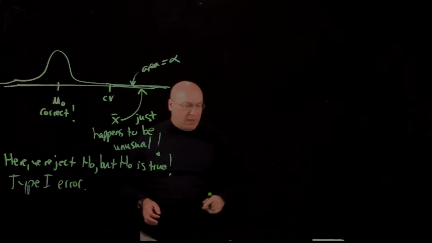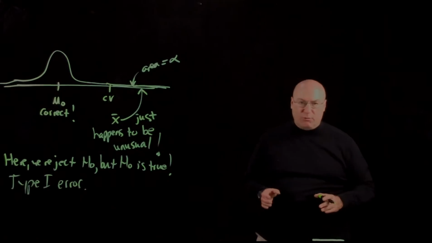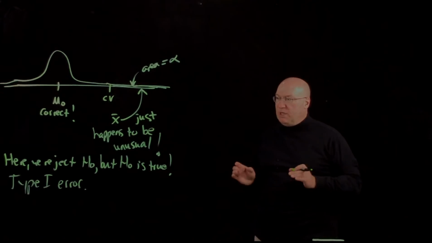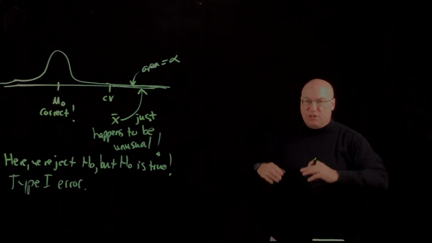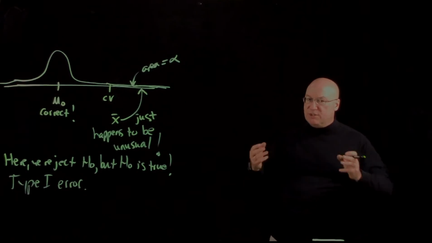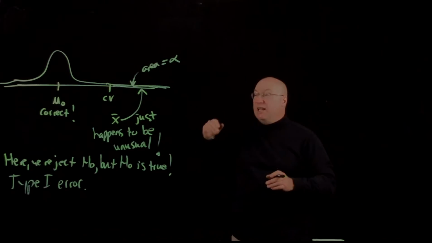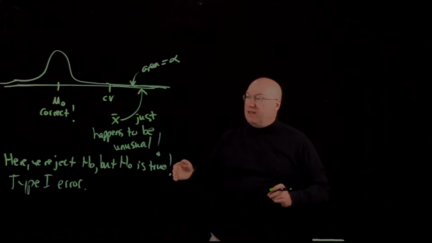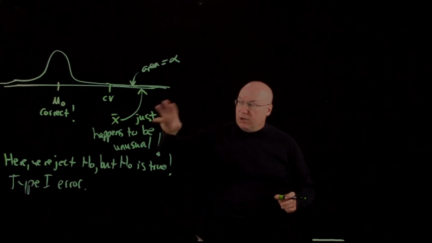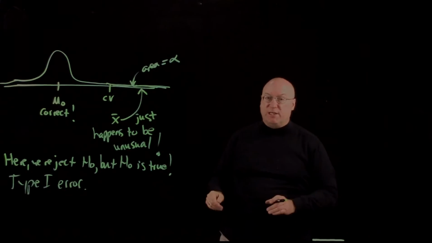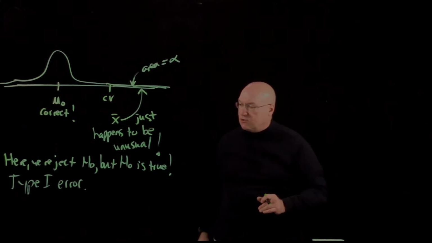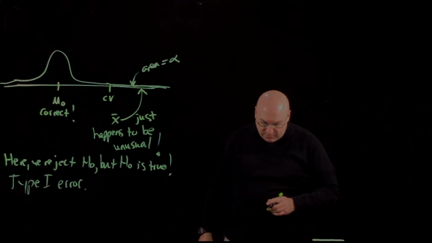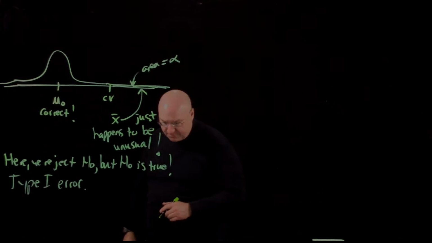So one more time, an error doesn't mean we did something wrong. Error here means our particular sample, assuming we gathered it correctly, just happened to be an unusual sample that gave us an unusual value for the sample mean, leading us to believe that our null hypothesis is false, and so we reject it, but maybe the null hypothesis really was true. All right, what is the probability of a type 1 error?